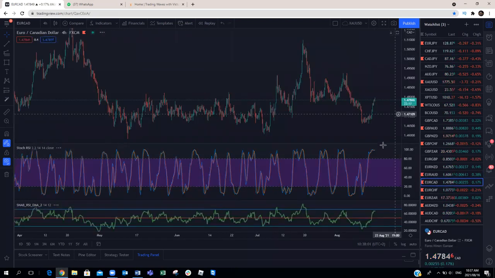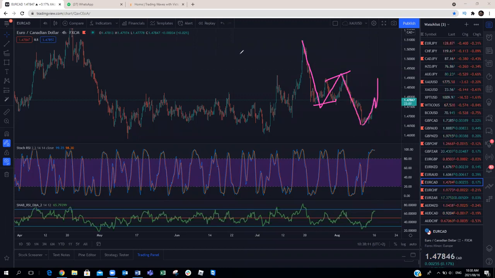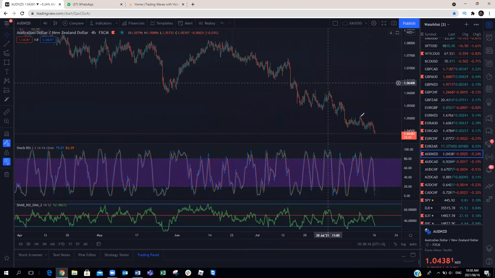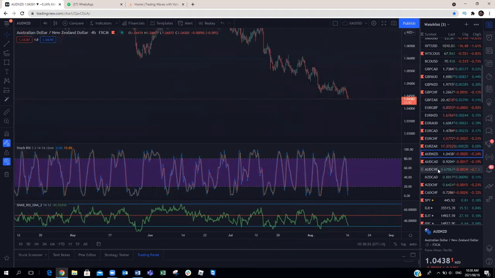EuroCAD, same. Looking for more upside. This is what we have on EuroCAD, 1, 2, 3. That was a setup that you had on the website. We're looking for this to continue to the upside. EuroChief we've done. Aussie New Zealand, looking for continuation to the downside. So we'll look for this to continue lower. Remember the target on this one, 1.02. So still 200 pips away.